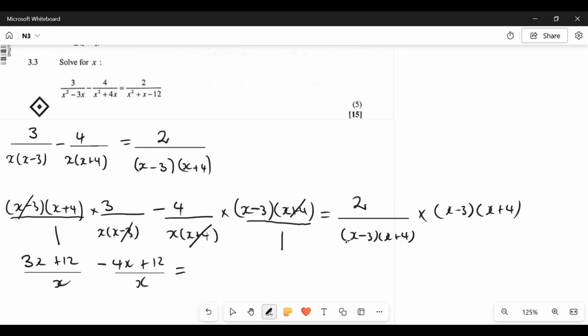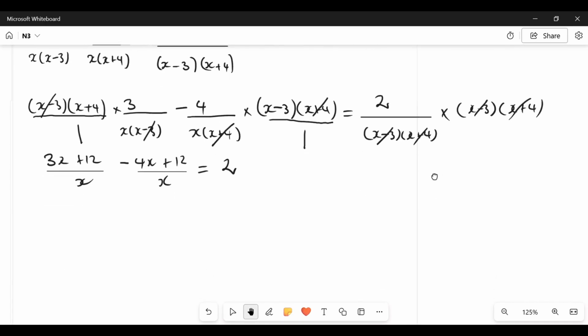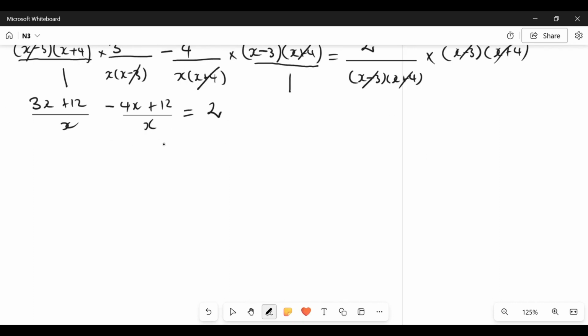We continue. On the right hand side, we have x minus 3 and x minus 3. They will divide each other. Then x plus 4 and x plus 4 will divide each other. So we're only left with 2 there. There we go. So from here, guys, we continue. Let me create a little bit of space again. There we go. So if we create a space here, we can say the denominator, which is x, we can multiply by x throughout on both sides. So we can say x multiplied by 3x plus 12, right?